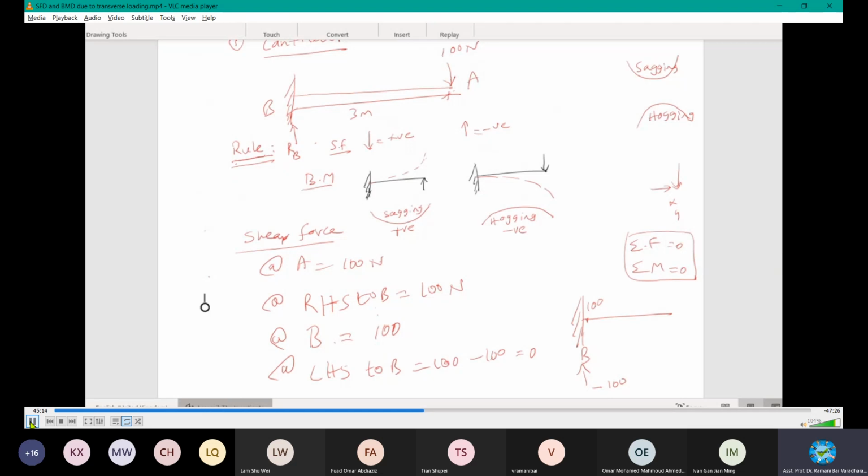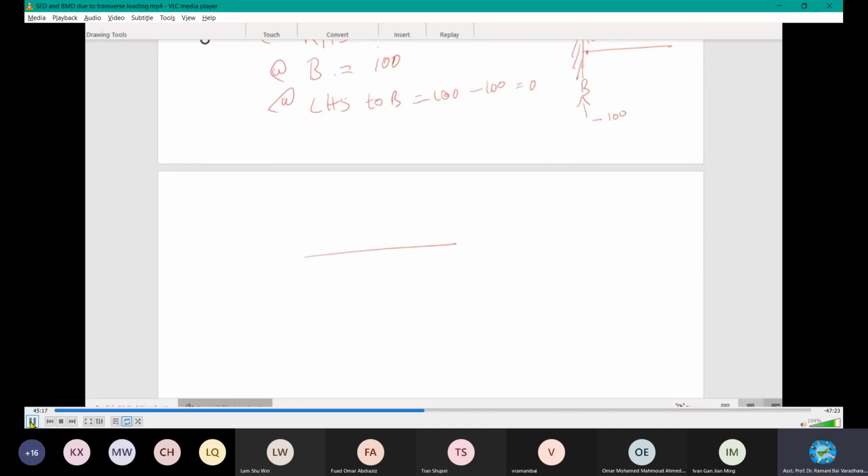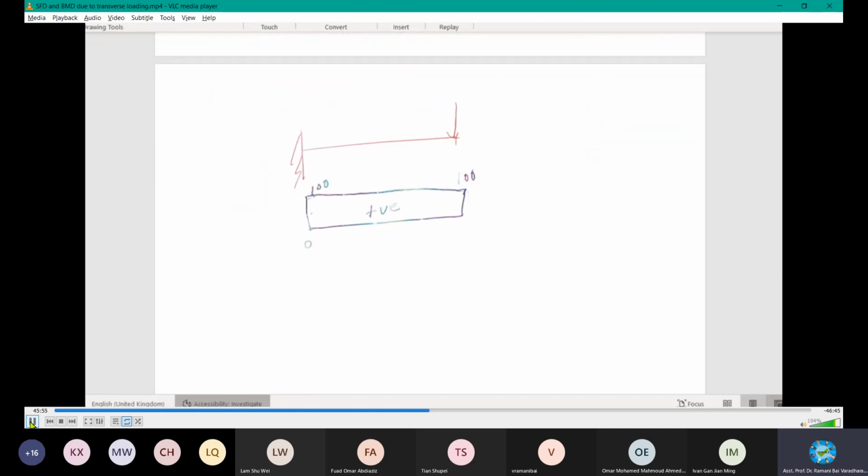Rest with 100 only. Accordingly, if you draw the diagram, your shear force diagram will be like this. Your load is here. Because of the loading, starting from here, 100, keep on going, no change until this point. When it comes here, it becomes 0. You cannot proceed further because it falls to 0. Okay. Any question?